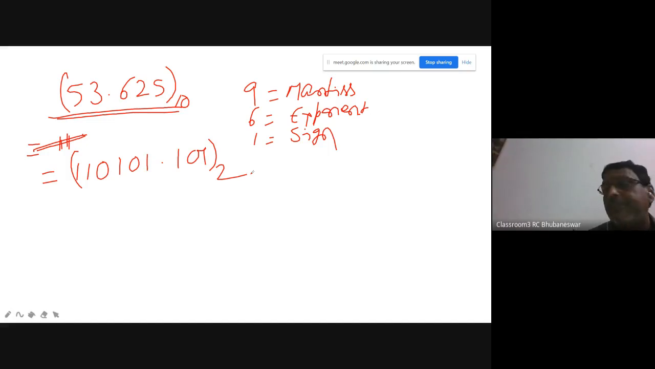53.625 to the base 10. If you convert this to binary, this will be coming up as 110.101 in binary. Have you understood?